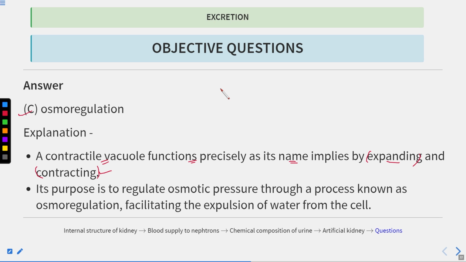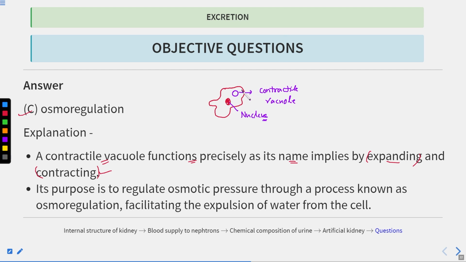So what happens in the amoeba? This is an amoeba. Here it has the nucleus. Then here you can see there is a contractile vacuole. This contractile vacuole is different from the food vacuole. In the food vacuole, food is stored and that is later on digested by the enzymes that enter from the cytoplasm. This is the nucleus. Amoeba is a single cell organism, it is unicellular.